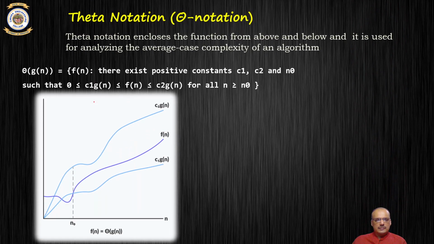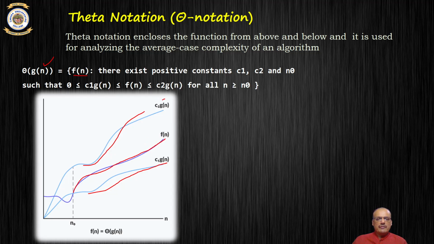And similarly we have the theta notation. We say that the algorithm under consideration, f of n, is theta of g of n if we can find some g of n such that c2 g of n is the upper bound and c1 g of n is the lower bound when compared to our algorithm f of n.